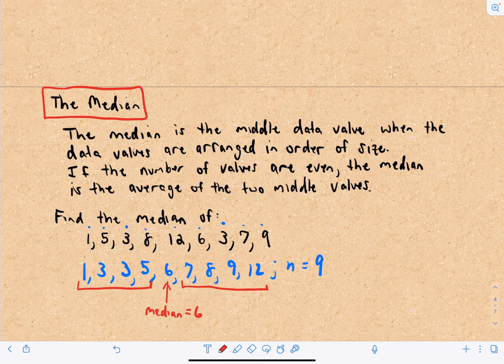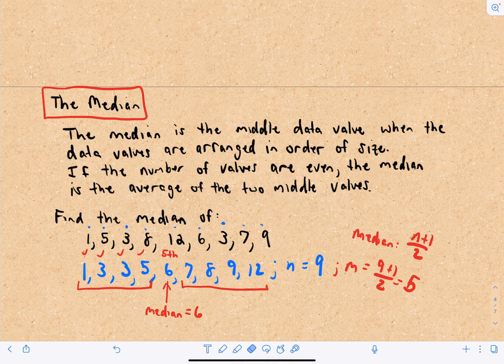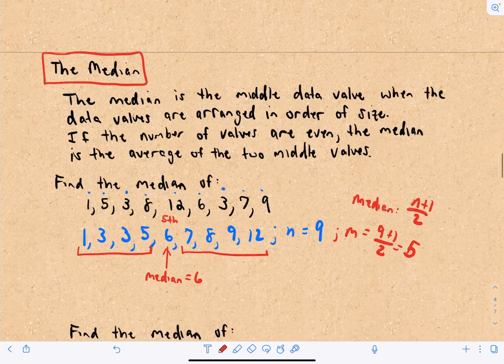And a formula that we can use too is that the median is going to be the n plus first term divided by 2. So in this case, we have 9 terms. So our median would be the 9 plus 1 divided by 2 term, which would be 10 divided by 2, or 5. And notice that if we count, this is the first, second, third, fourth. Hey, this is the 5th term. So it looks like our formula is correct here. So that's a useful little formula to remember.